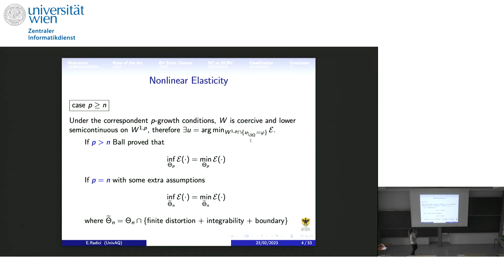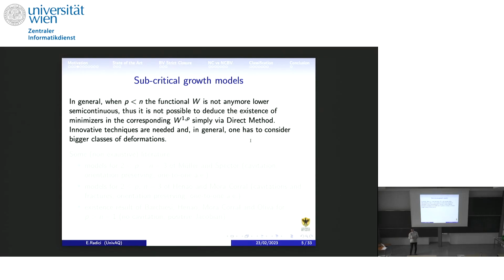You still can get some good existence of the homeomorphisms. But when p goes below, so the case we are more interested in today is p below the dimension, then, okay, for sure, you lose the lower semi-continuity of the functional. So, first of all, you no longer have existence of a minimizer in Sobolev via the direct method.